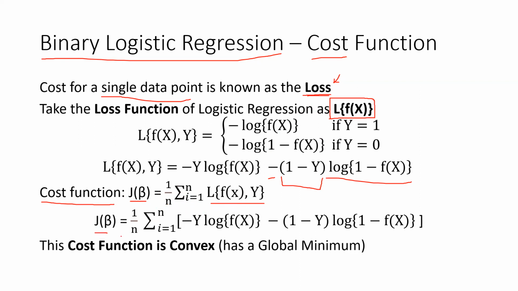Now the J beta, or the cost function, would be like this: we replace this L(f(x)), the loss function, with this value, minus y log f(x) minus (1 minus y) log(1 minus f(x)). This is the cost function for binary logistic regression. Like we use the cost function of mean square errors, here we are using logistic. This is known as the binary cross entropy loss. I don't know whether we have mentioned it; I think I have stated it somewhere. It is the binary cross entropy cost, actually, because we add all the data points and take the average.